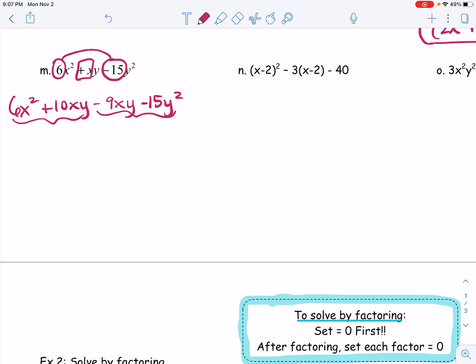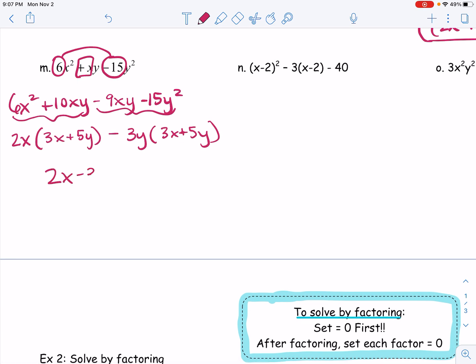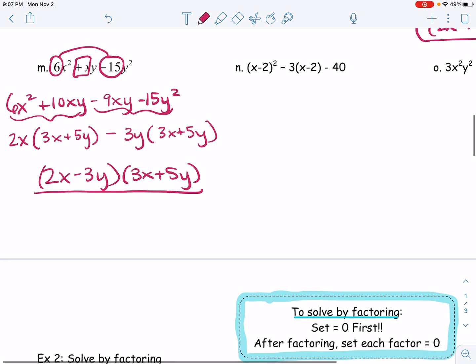Grouping. GCF, that would be 2x, leaving me with 3x plus 5y, minus 3y, leaving me with 3x plus 5y. A little bit tricky with the variables, but that's okay. So I have a 2x minus 3y times 3x plus 5y. And I cannot do anything with those, so it's factored completely.